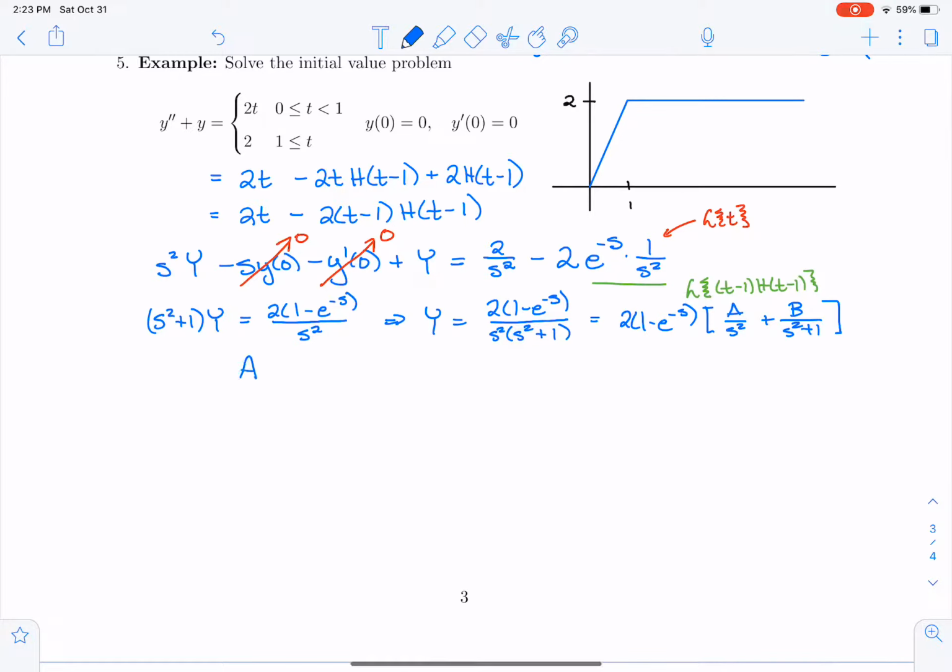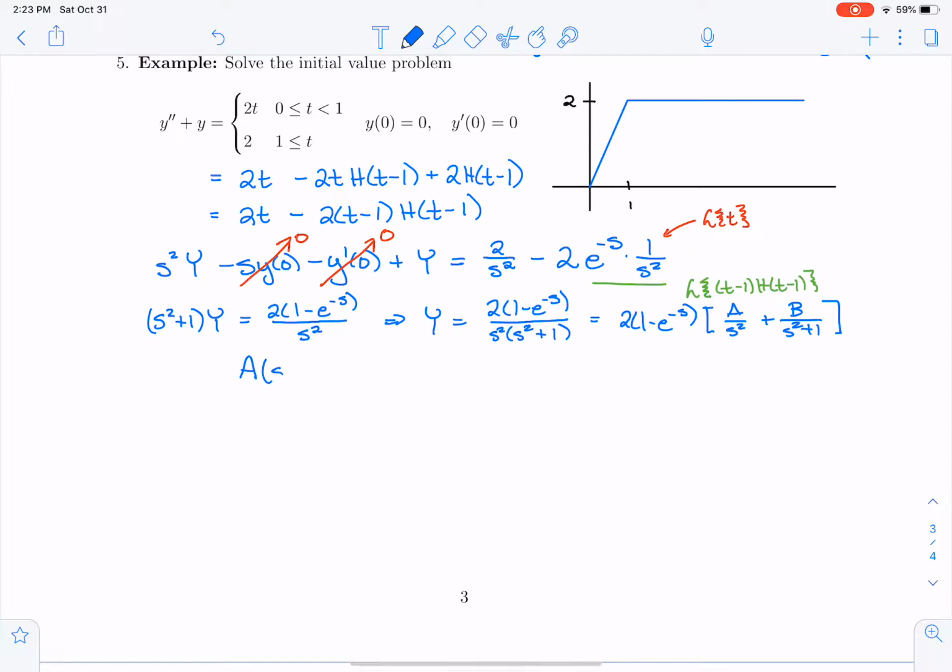If you used a more general form with maybe a plus bs and then maybe a c plus ds on the other term, then eventually the coefficients of s would end up being 0. So I'm just going to use a slight shortcut here.